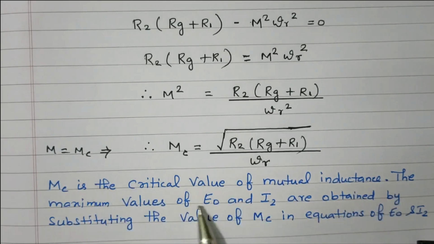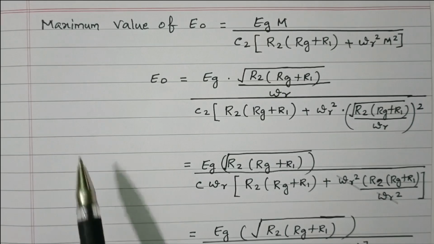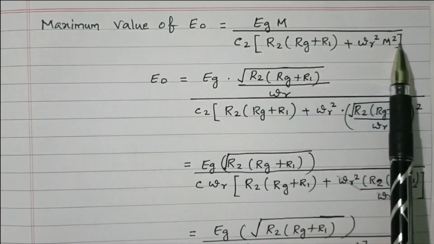The maximum values of E0 and I2 are obtained by substituting the value of Mc in the equations for E0 and I2. So by substituting this Mc, we can get the maximum value of E0 and I2. We'll find the maximum values one by one. First we will find the maximum value of output voltage E0. So this is the expression for E0.